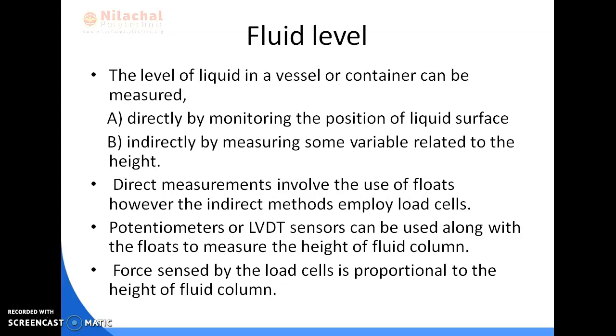Our next topic is fluid level. The level of fluid in a vessel or a container can be measured by two methods. The first one is by directly monitoring the position of the liquid surface. And the second method is by indirectly measuring some variable that is related to the height.